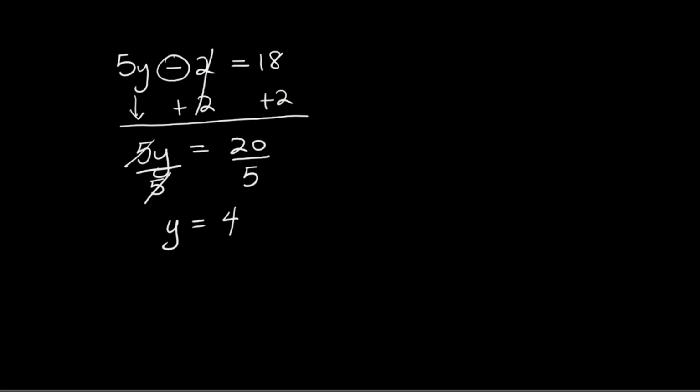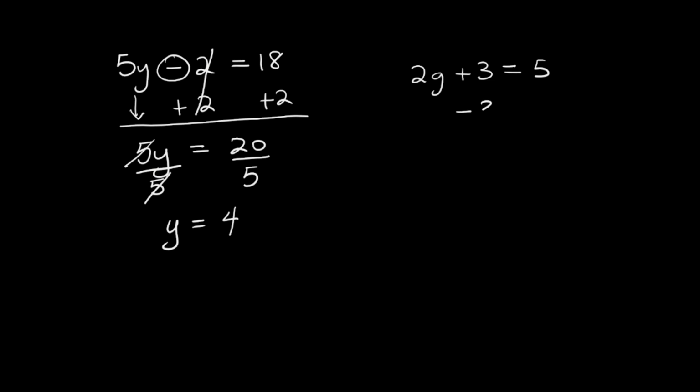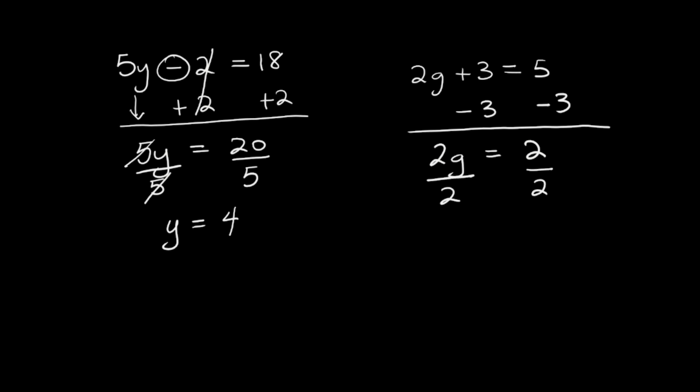Now let's say you also had 2g plus 3 is equal to 5. Go ahead and solve for g. Now, to get the g on this side by itself, we first need to subtract 3 from both sides. So this becomes 2g is equal to 5 minus 3, which is 2. And then we need to divide by 2. And this becomes g is equal to 1.